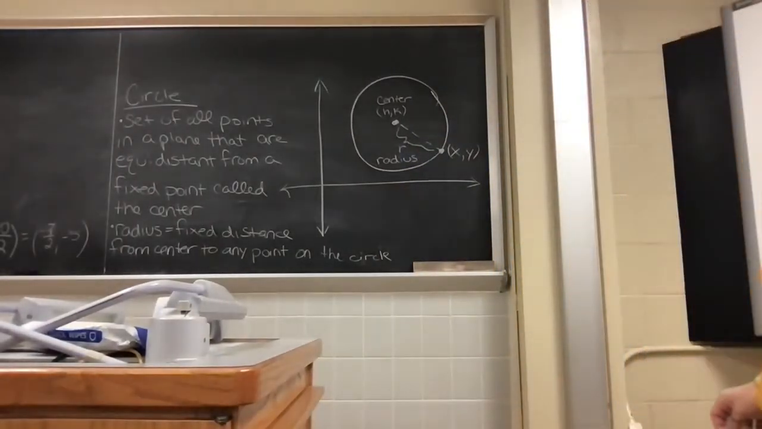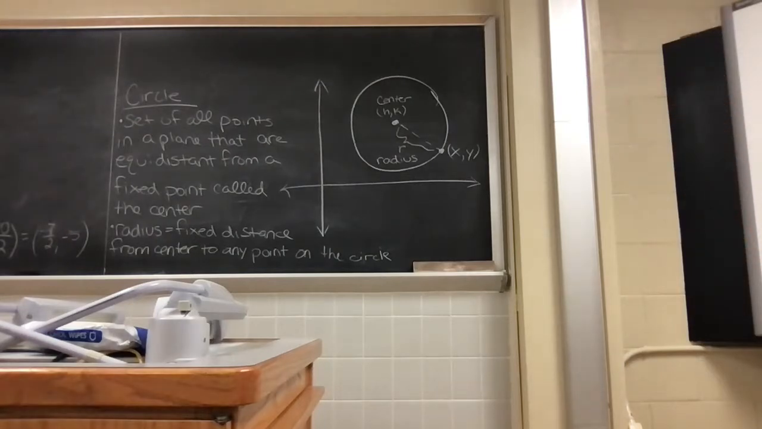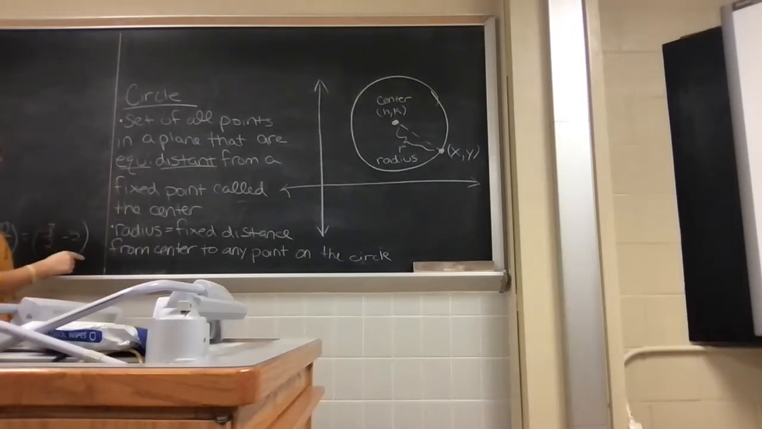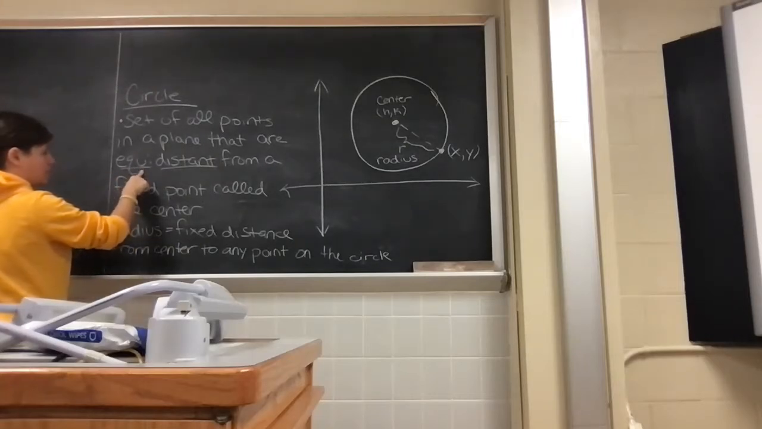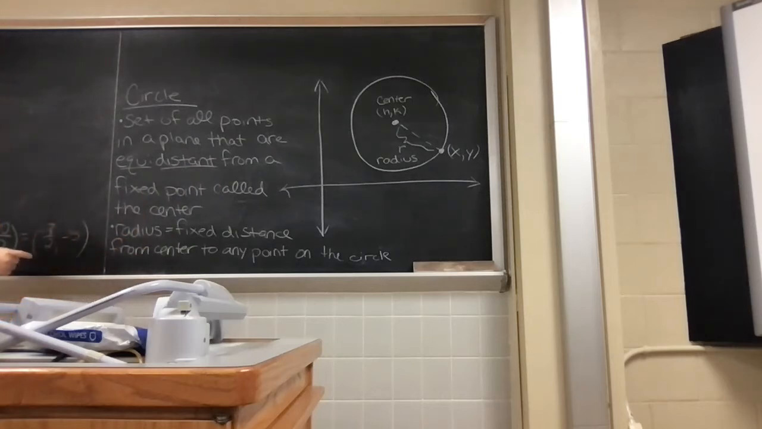Okay, so we found distance, we found the midpoint. Now we're going to talk about circles. A circle is a set of all points in a plane that are equidistant. That's a big word, equidistant. Equi sounds like equals, and that's what it means: equally distant from a given fixed point called the center.